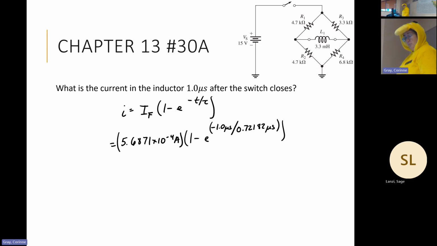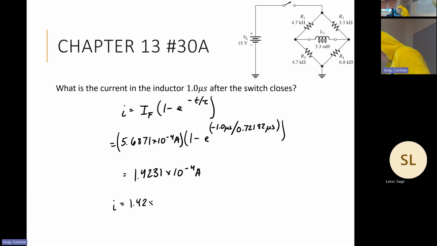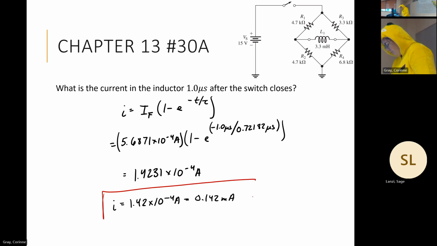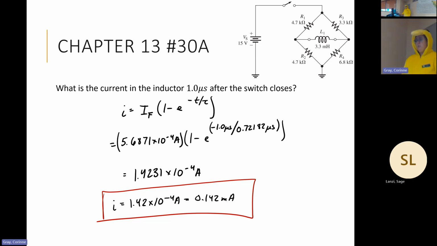If we take this and plug it in, I got 1.4231 times 10 to the negative 4 amps. So the current 1 times 10 to the negative 6 seconds after the switch closes is 1.42 times 10 to the negative 4 amps, or 0.142 milliamps. Any questions about 29 or 30?